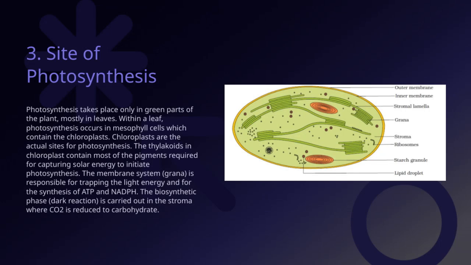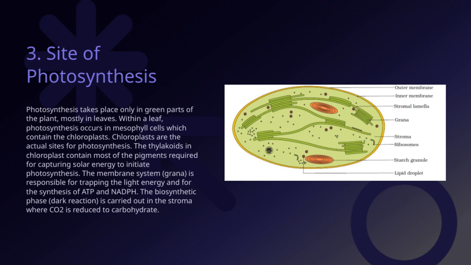Photosynthesis mainly happens in the green parts of the plant, and most of the process takes place in the leaves. Inside a leaf, the key players are the mesophyll cells, which contain tiny structures called chloroplasts. These chloroplasts are actually where the magic of photosynthesis happens.